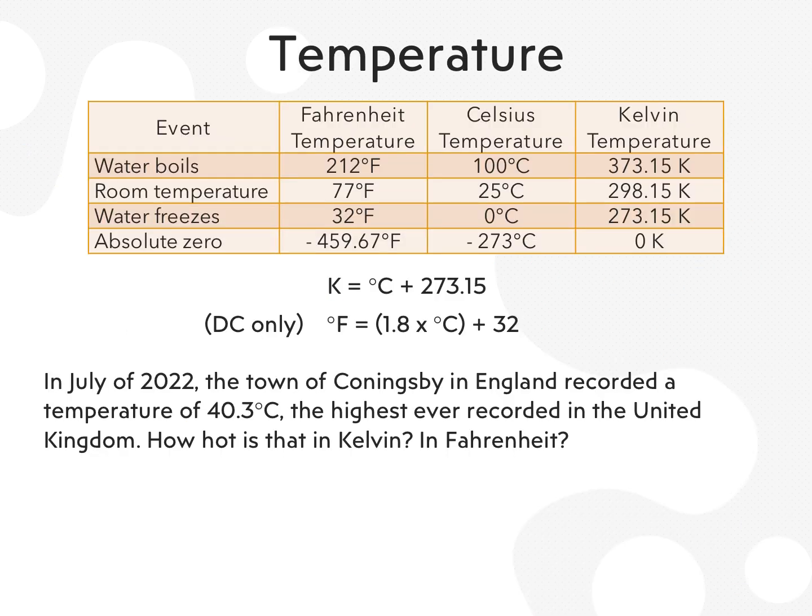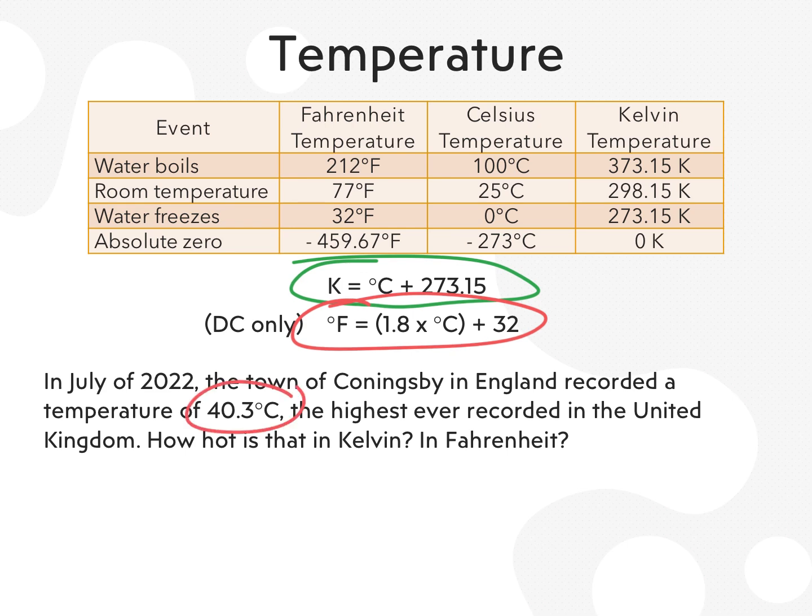All right, last but not least today, let's look at temperature. For these temperature scales, you really only have to memorize the Kelvin to Celsius scale, and that is plus 273.15 to the Celsius to get to Kelvin. It also just might be useful to know your Fahrenheit, which is 1.8 times the Celsius. Adding 32 gets you to your Fahrenheit. So let's just say, in July of 2022, the town of Coningsby in England recorded a temperature of 40.3 degrees Celsius.